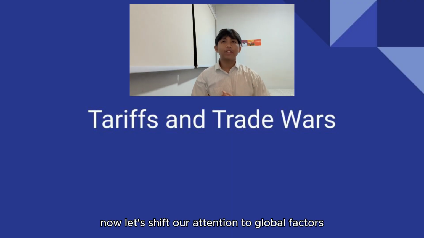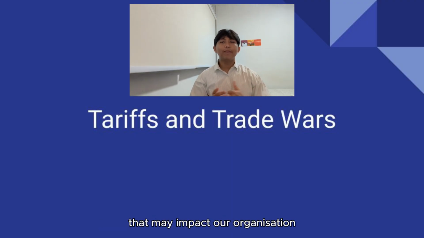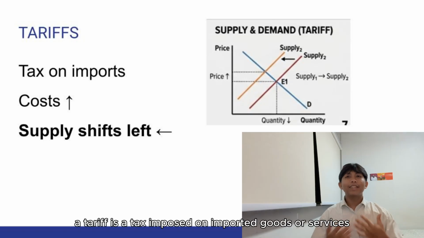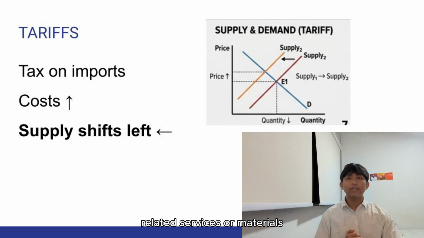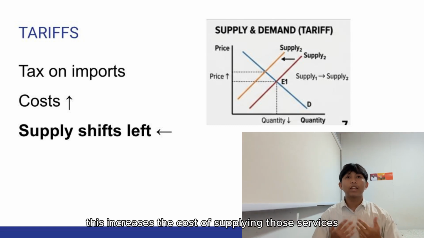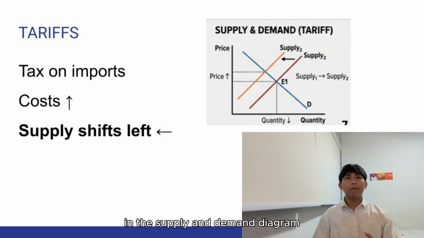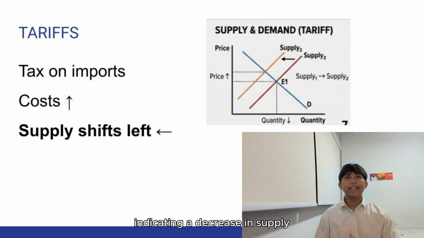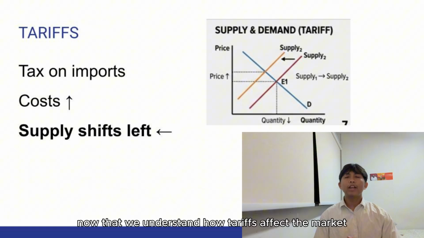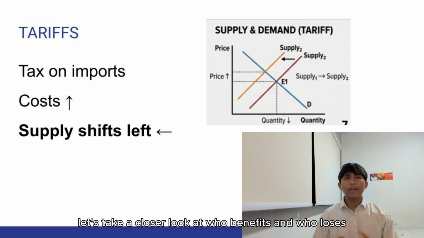Now, let's shift our attention to global factors that may impact our organization. A tariff is a tax imposed on imported goods or services. If the United States introduces tariffs on education-related services or materials, this increases the cost of supplying those services. In the supply and demand diagram, this results in the supply curve shifting to the left, indicating a decrease in supply.